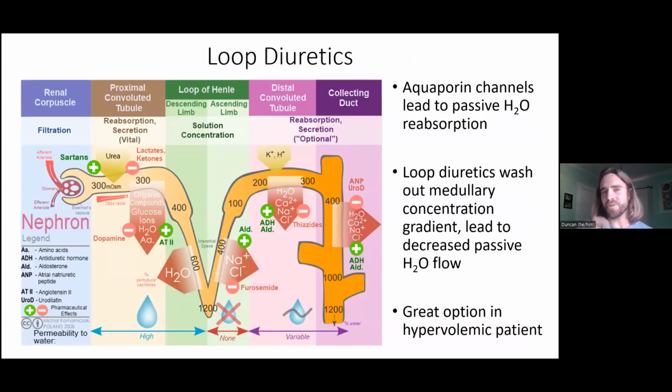Again, ADH works by increasing aquaporin channels in the collecting duct. But aquaporin channels are just a passive resorber of free water. And so if you use loop diuretics and you wash out the really steep medullary concentration gradient, all of a sudden, even if those aquaporin channels are there, not as much free water will actually get resorbed, just because the concentration gradient is lower.